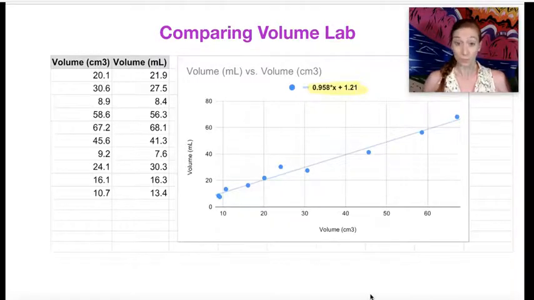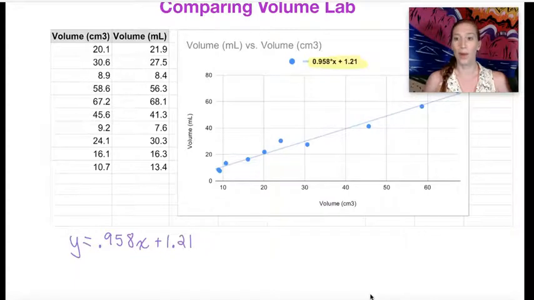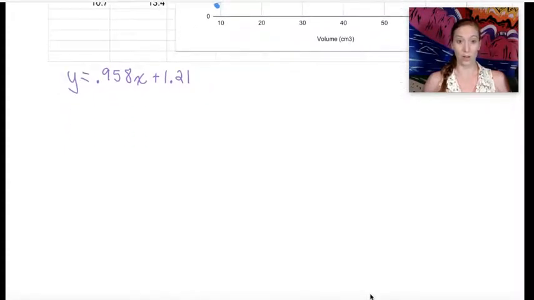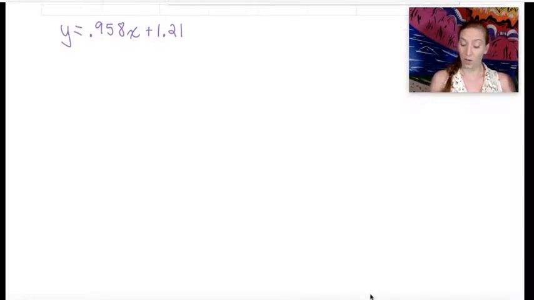And that equation should be what we see here, which is y equals 0.958x plus 1.21. Now, you may have wound up with some more digits for each of those numbers, but the important part is what we get from that equation. I'm going to focus on this equation for now, so I'm going to scroll my graph out of the screen.